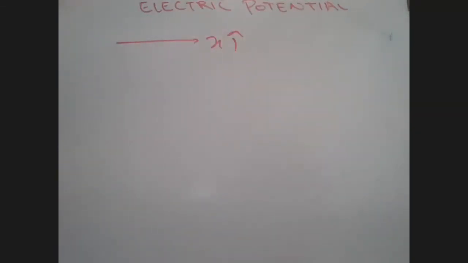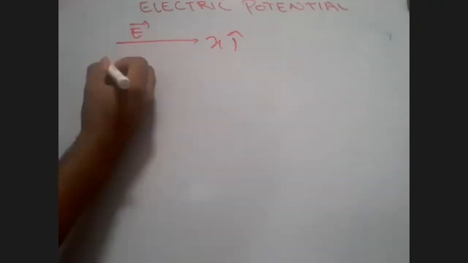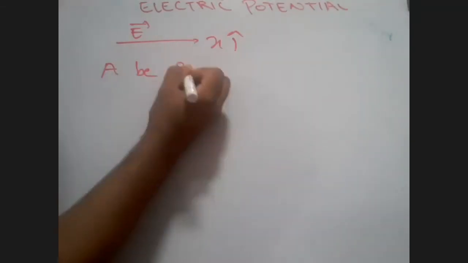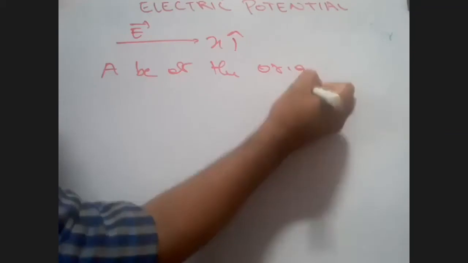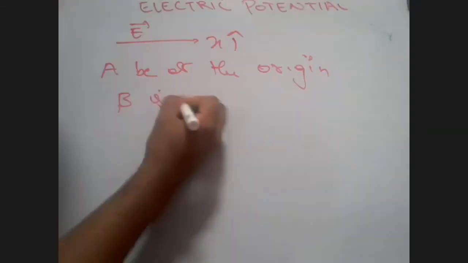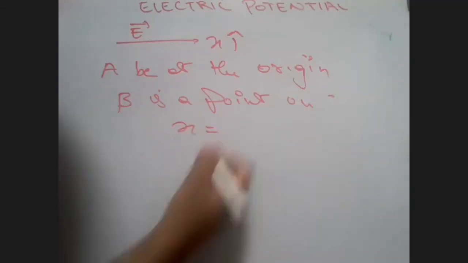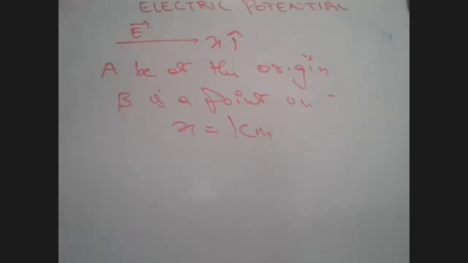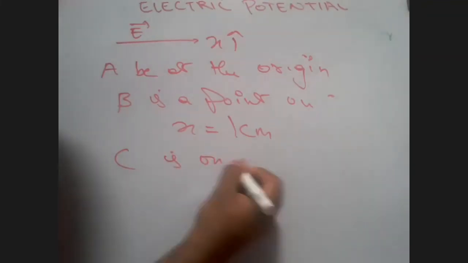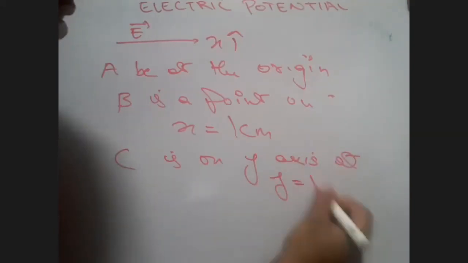I'm saying this is the electric field pointing towards the X direction, and let A be at the origin, and B be a point on the x-axis at x is equal to 1 centimeter. C is also a point, but it is on the y-axis at y is equal to 1 centimeter.